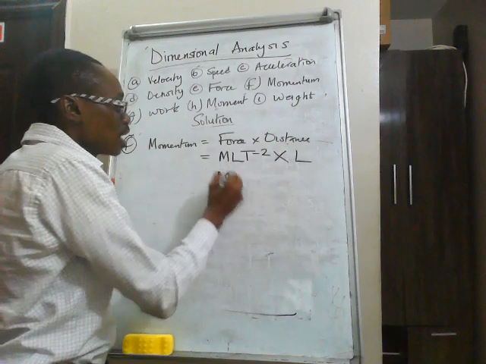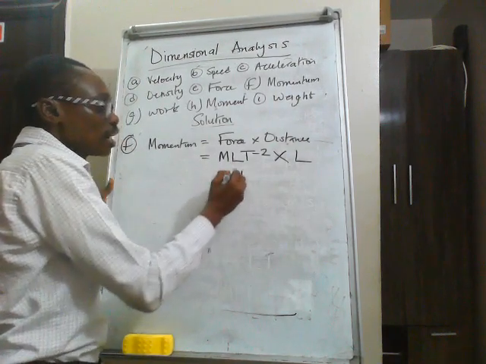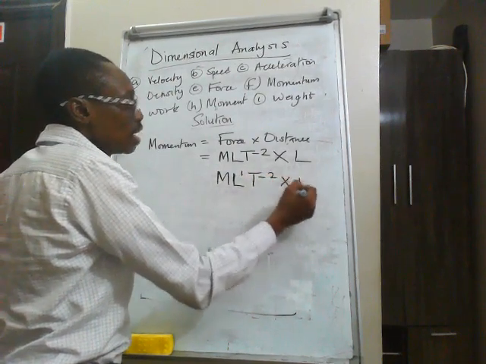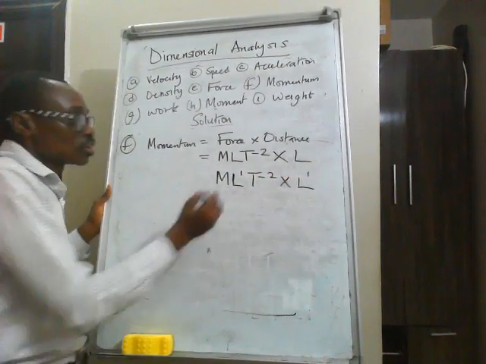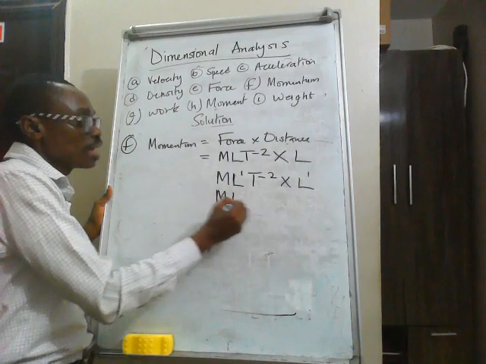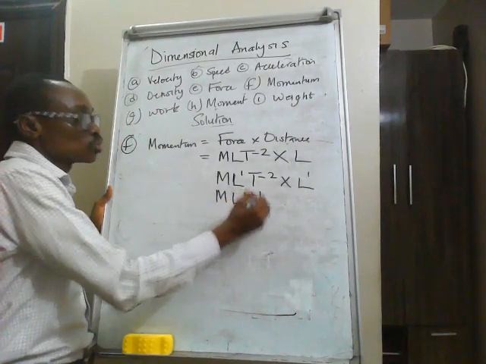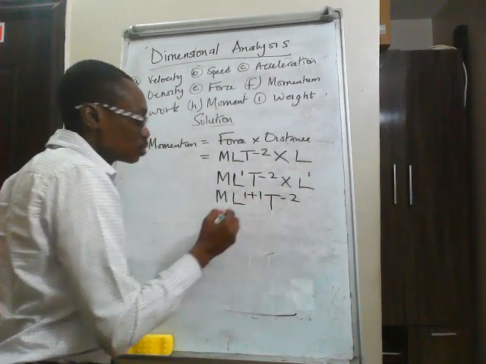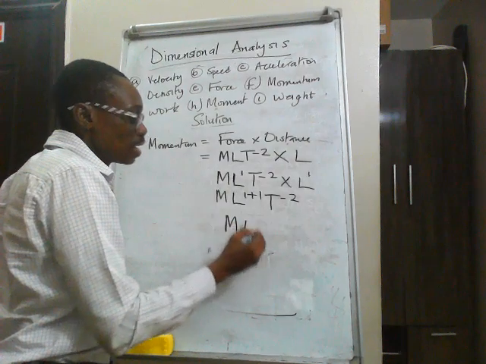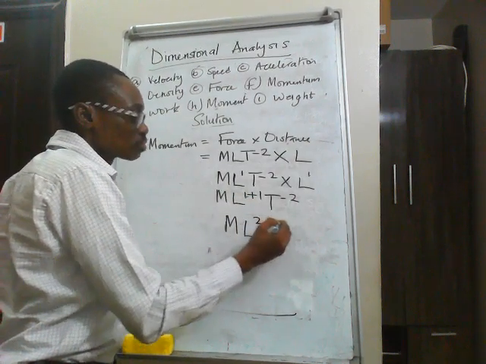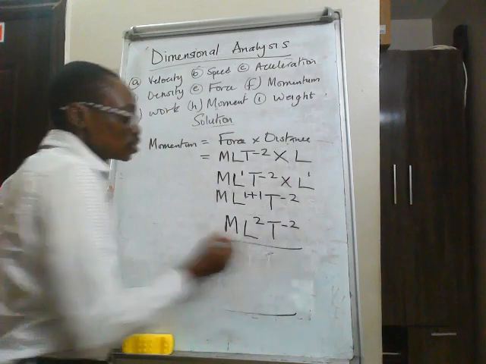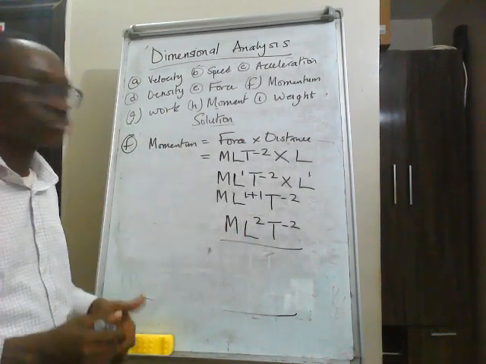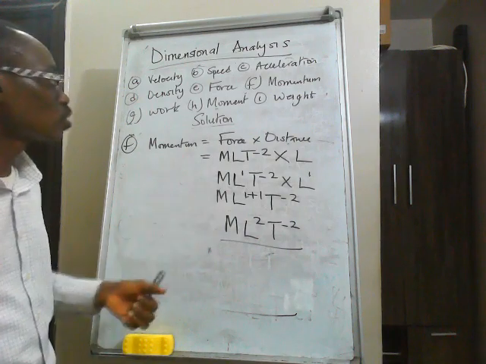So you have M, L raised to power 1, which is invisible, T minus 2 times L raised to power 1. So you have M, L, 1 plus 1, this 1 plus this 1, then you have T raised to power minus 2. 1 plus 1 is what? 2. So you have ML squared T raised to the power minus 2. So this is the dimension of momentum.